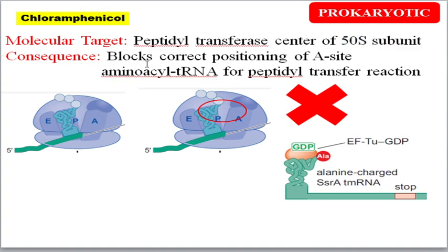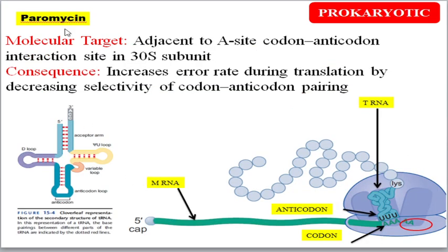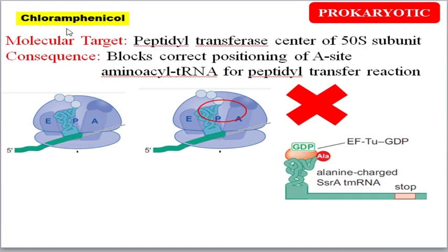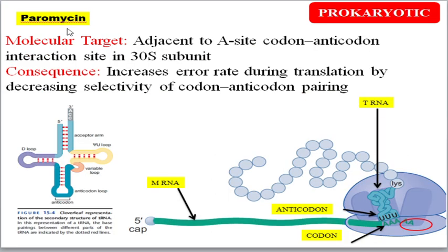Ultimately, the amino acid tRNA will not be correctly positioned. This green one is your tRNA carrying an alanine amino acid. Since chloramphenicol is present, it cannot correctly position in the A site. As a result, the translation process will not occur. Next, puromycin. Puromycin is really a hero. It has a different activity. Chloramphenicol and other antibiotics have different actions, but puromycin is really a hero.